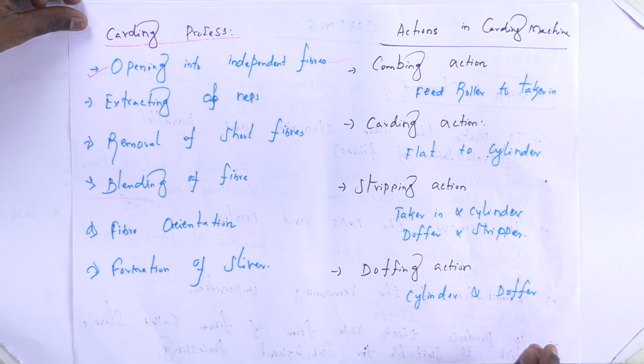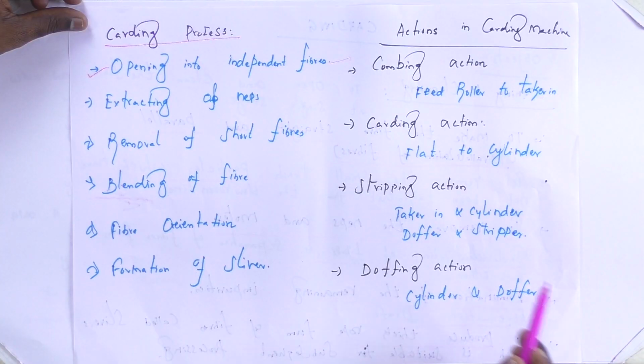The entanglement of fibers forms a nap. These naps are cleared by wire points action. So the opposite movement of wire points cleans the naps present in the input material.